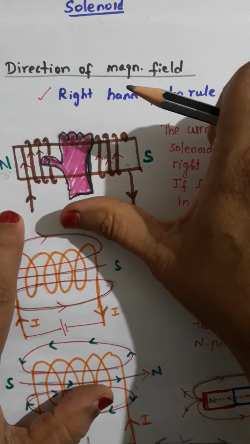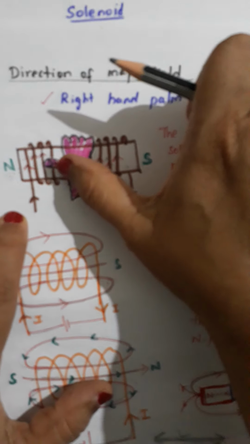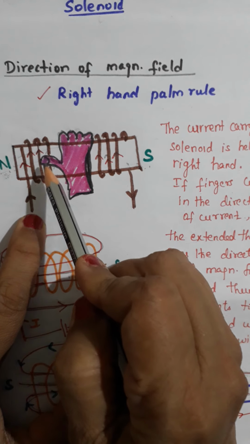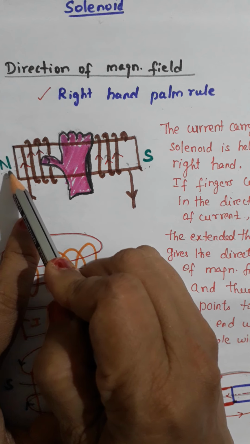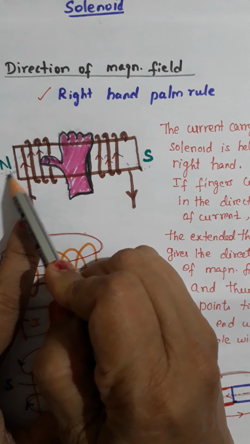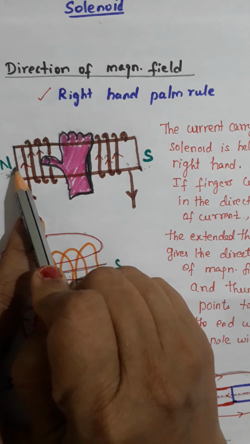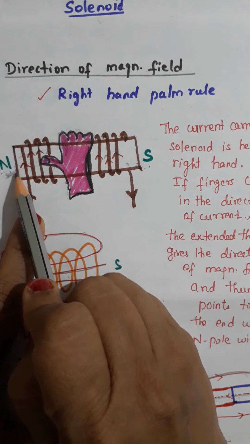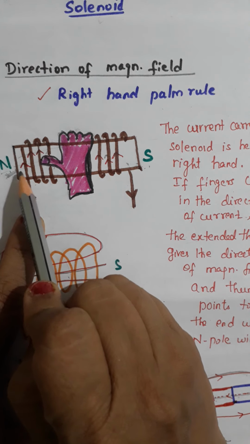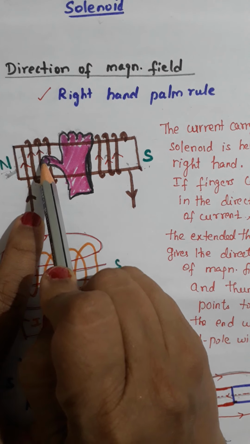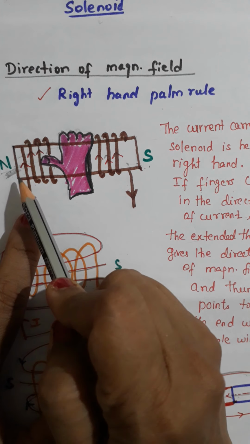The extended thumb gives the direction of the magnetic field. See, this is the direction of the magnetic field. This thumb also represents the end which it points out. That end of the solenoid will be the north pole, right children? The extended thumb gives the direction of the magnetic field, and the thumb also points toward the end where the north pole will be. This thumb represents the north pole of the solenoid.